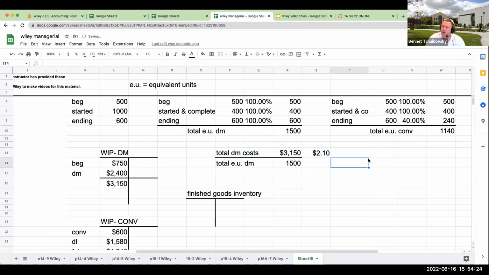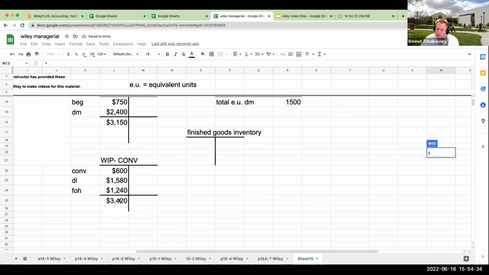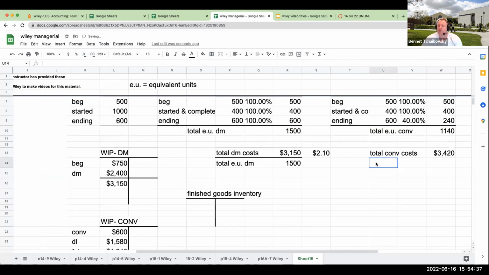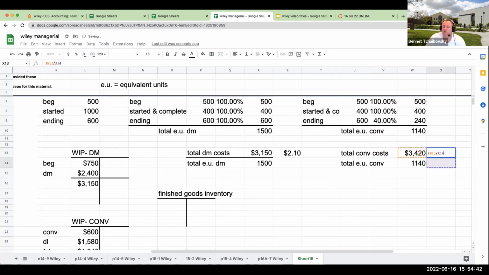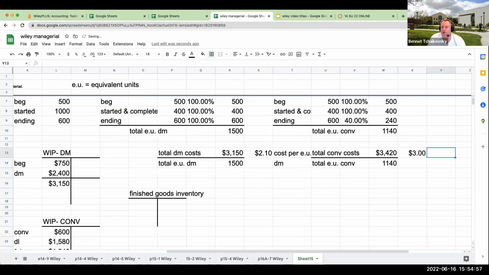Okay. Now over here for my conversion, my total conversion costs are going to be the 600 plus the 1,580 plus the 1,240, for a total of 3,420. My total equivalent units for conversion are 1,140. So when I divide this through, I'm going to get a total of $3 per equivalent unit. So this is my cost per equivalent unit for direct materials, and this is my cost per equivalent unit for conversion.